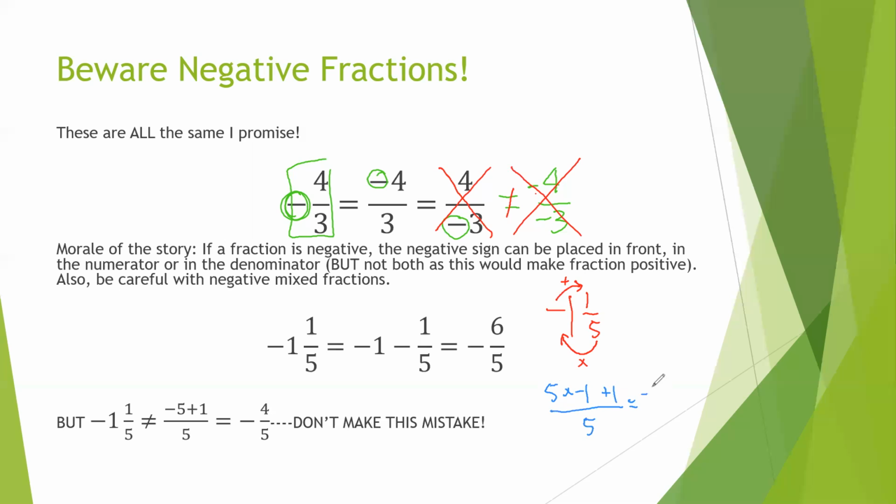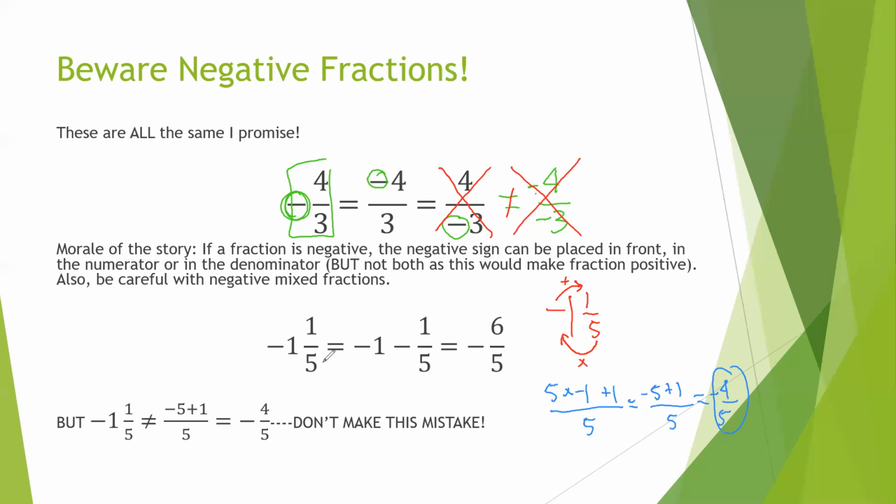This ends up giving you -5 plus 1 all over 5. And I can see here that this ends up giving me -4/5. Now you can check yourself. -4/5, and if you put this on a calculator and then you compare it with -1 and 1/5, they are not the same. Even if I were to write this as a decimal, right? It doesn't make any sense.